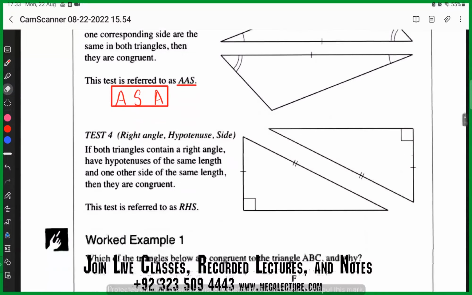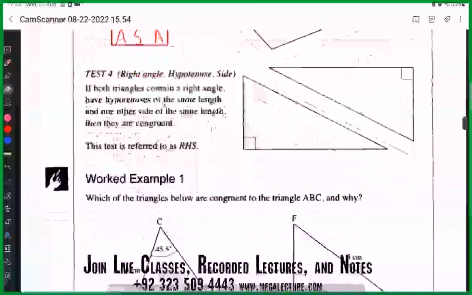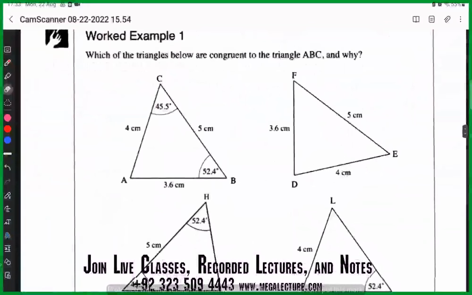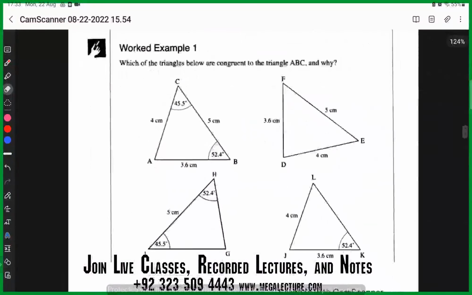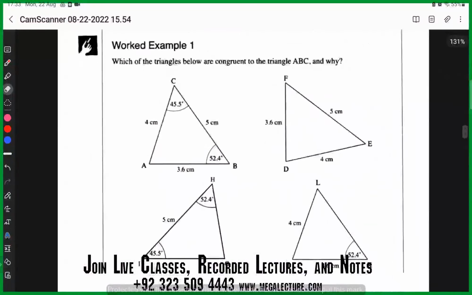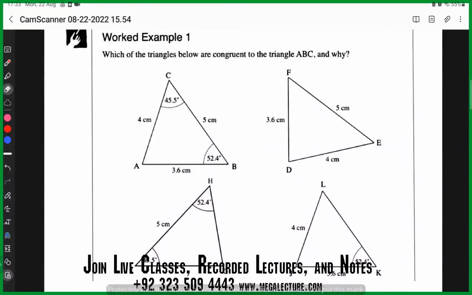Let's quickly look at this worked example. I did not add the solution. We will talk about it on our own, just so we can practice questions as well quickly, okay? Which of the triangles below are congruent to ABC? ABC is your first triangle, your reference triangle. You need to see which one it is congruent to. Okay, let's have a look at the other one.